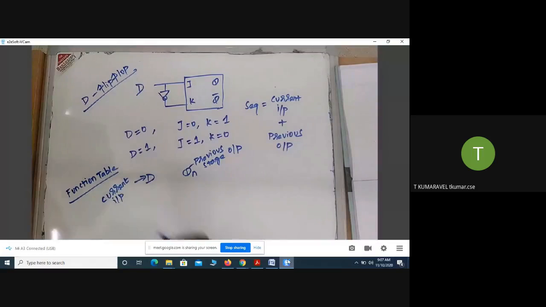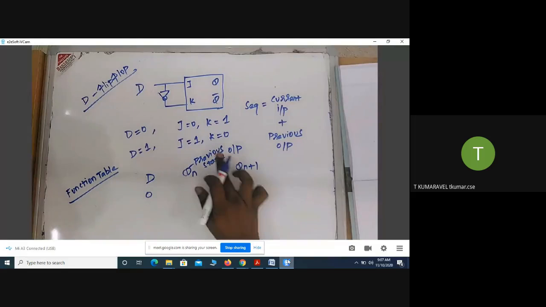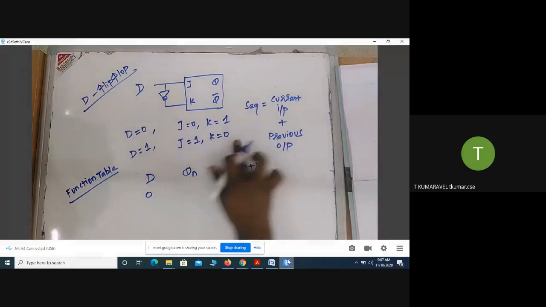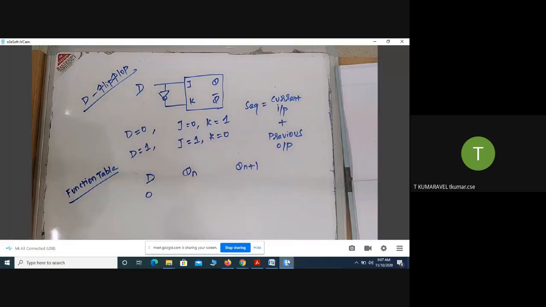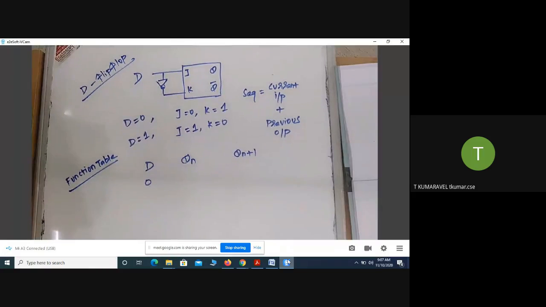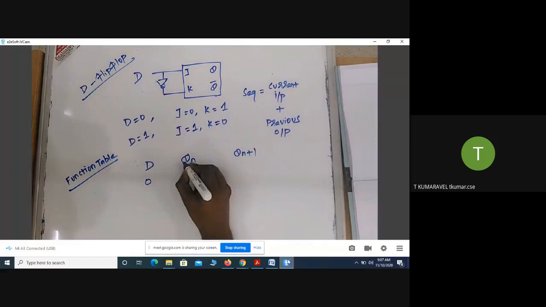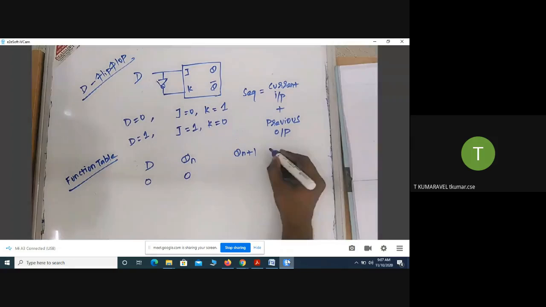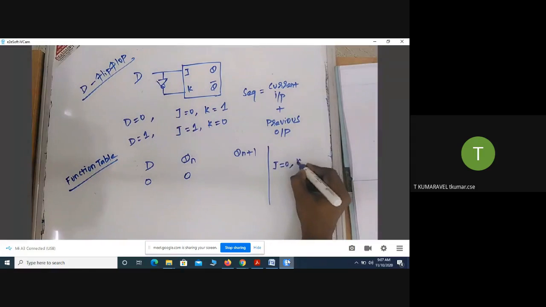Suppose I provide input 0. This is nothing but the next state or current state output. I'm a user, I provide input as 0, and the previous state output is 0. If D value equals 0, what happens? J value equals 0 and K value equals 1.